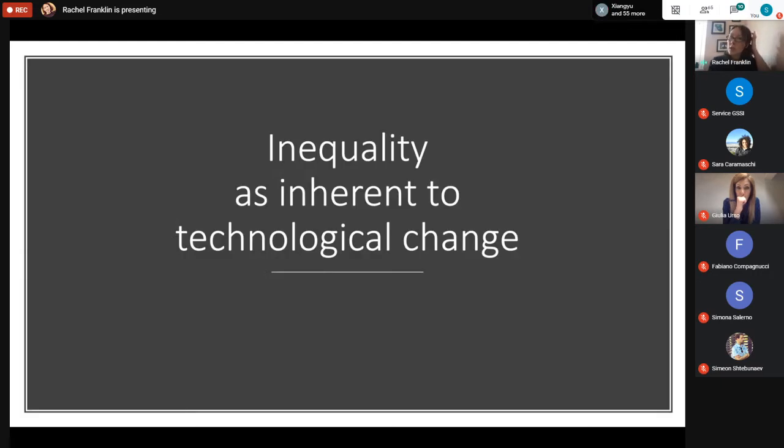There's also inequality that's inherent to technological change, right? So when we talk about smart cities and those who will be excluded, this isn't a new story. This is something that happened with cars, with cell phones, with televisions, radios. Pretty much every technological leap has been accompanied with discussion and recognition that some groups are more easily able to engage with these changes than others.